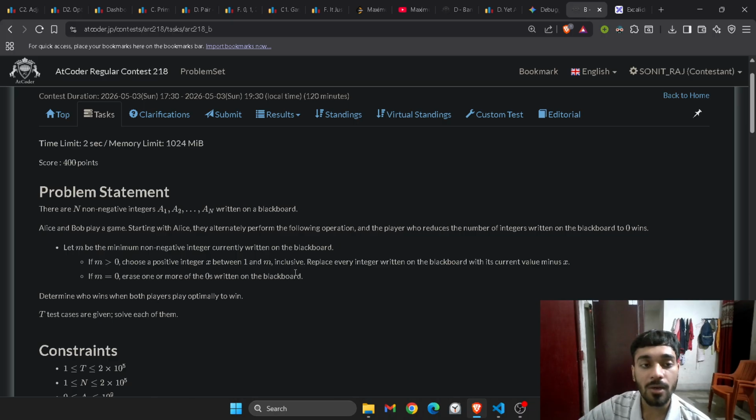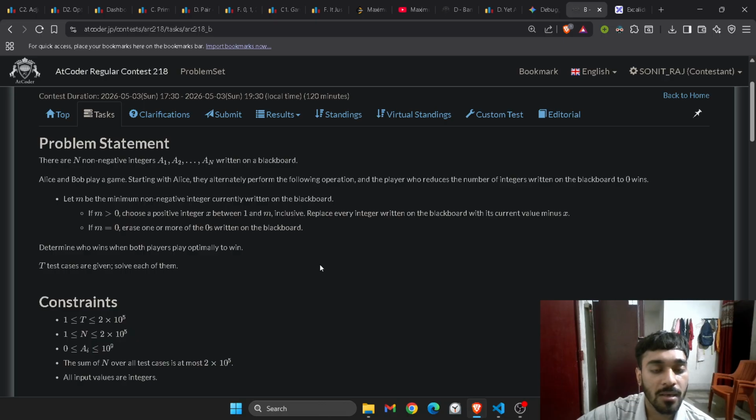So basically n non-negative integers are written on the blackboard and Alice will come and remove some numbers. Then Bob will come, he will remove some numbers, and the person who will remove the last integer written on the board wins. Let's suppose five integers were written initially and Alice removed four integers and one integer was remaining, and Bob came and removed this last integer, then Bob will win. And if Alice removes the last integer, she will win. So the operations that Alice and Bob can perform are defined here.